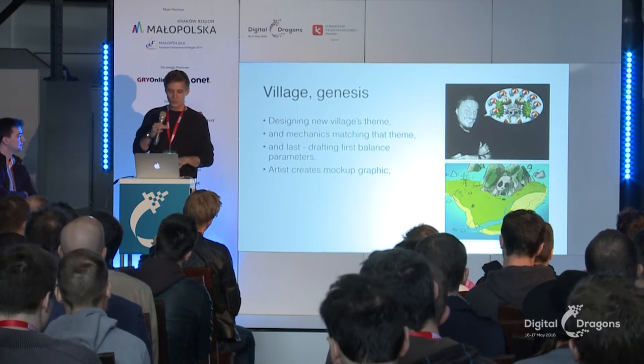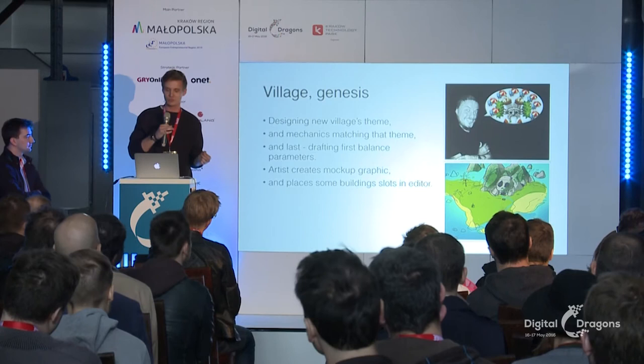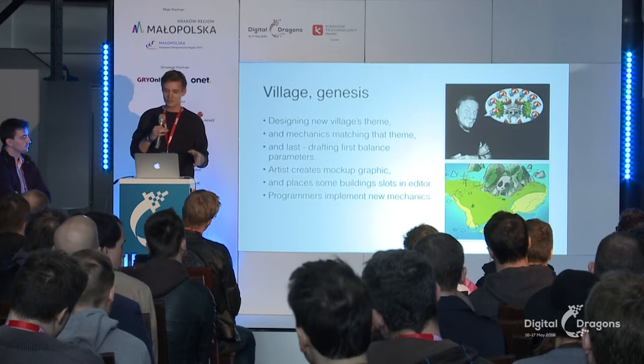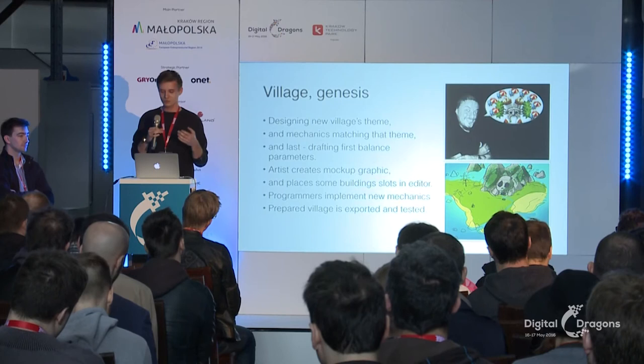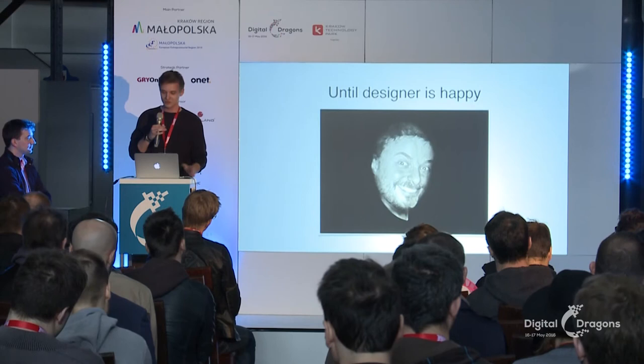This first design draft is passed to the artist, who creates a new village mock-up. He also, based on the information about what buildings will be needed, places some building slots, slices the mock-up, and puts it together inside the village editor. Of course, somewhere in between we start to implement the new mechanics, and the prepared village is exported with the JSFL script. Tested and iterated very many times, until the designer is pleased with the result.